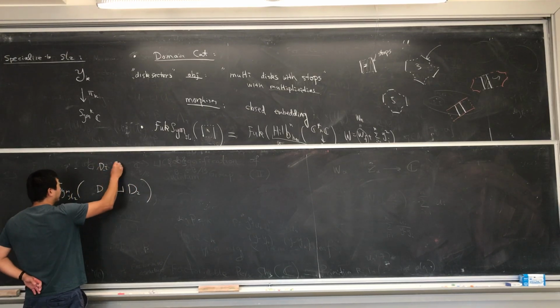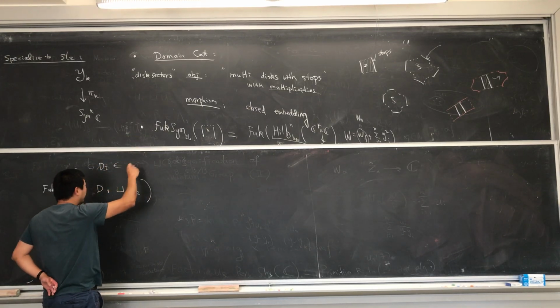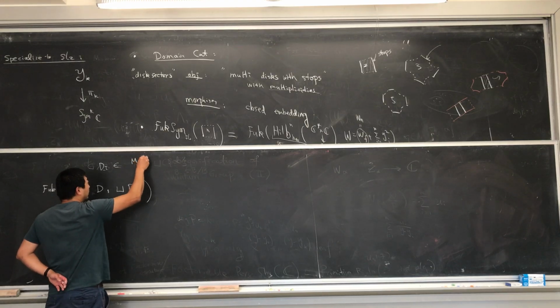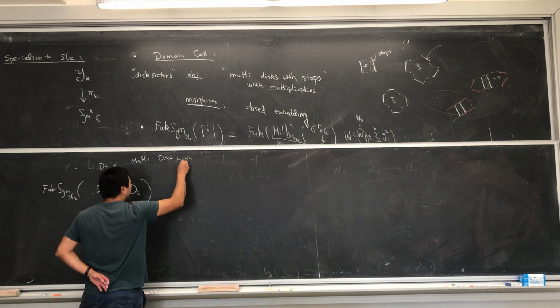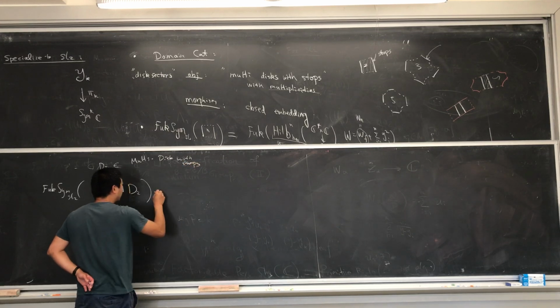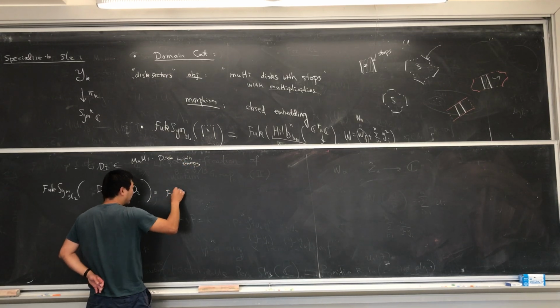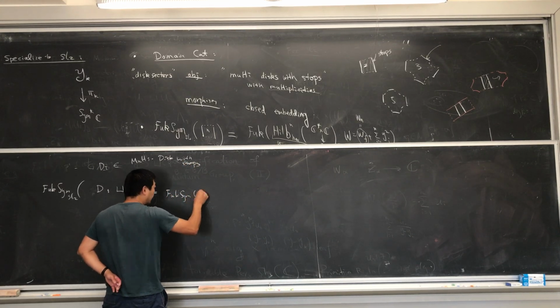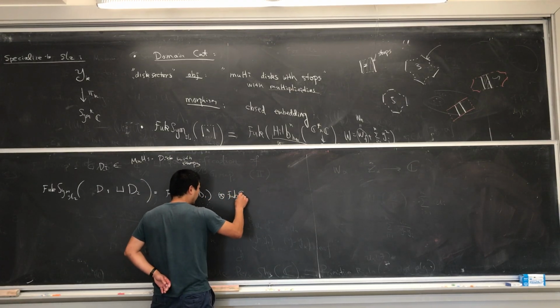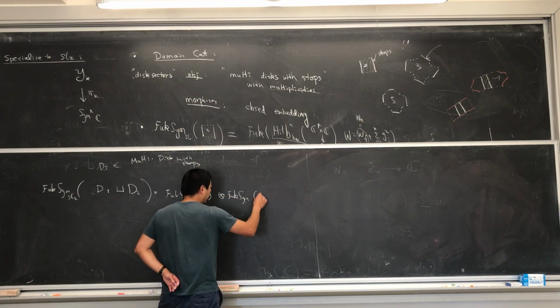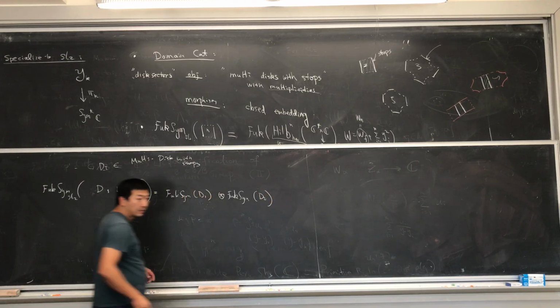So Di is an object like a multi-disk with stops, to Fuchs-Sim of D1 tensor product D2. Okay.